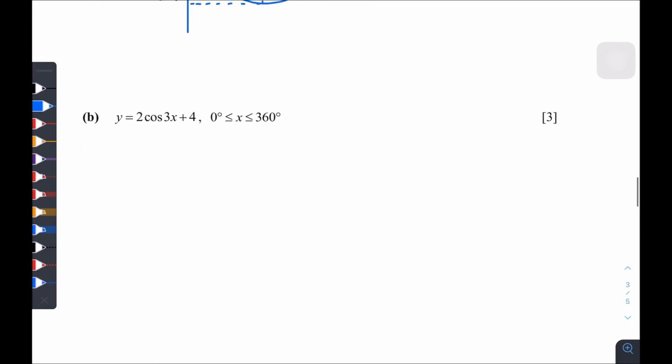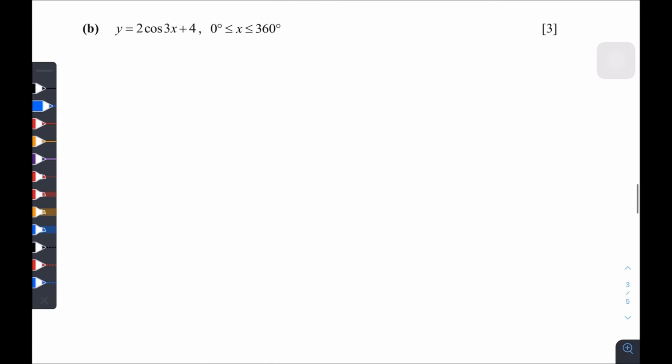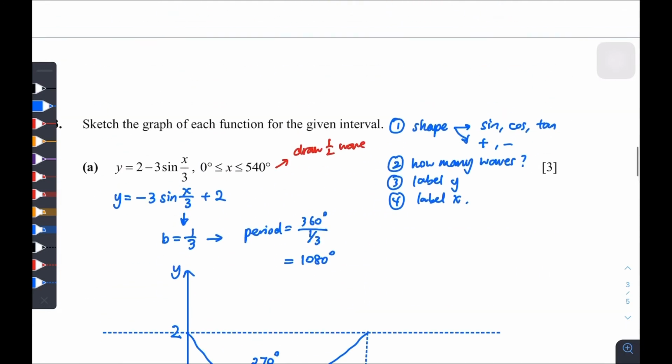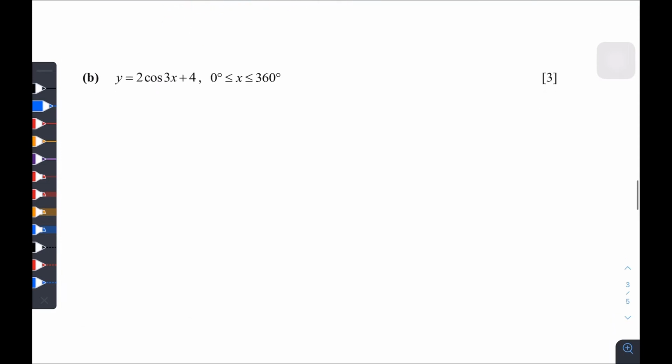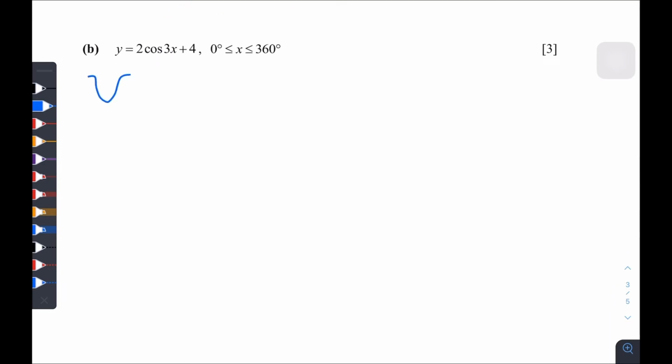Now for B, we have y equals 2 cos 3x plus 4, for x between 0 and 360 degrees. Same thing, the first thing, remember, is the shape. This is a positive cosine graph, so it's going to be like this. The next one is how many waves do we draw? Let's take a look at the period first. From here, my b is equal to 3, so my period is going to be 360 over 3, which is 120 degrees.